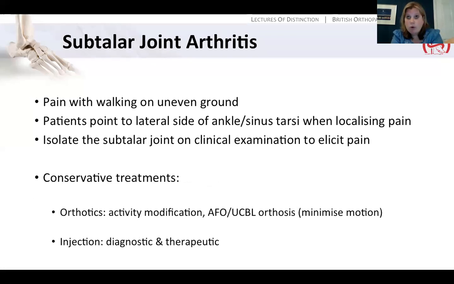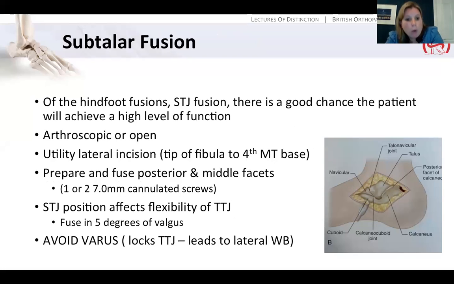Again, straightforward orthopedic principles. You treat with orthotics, activity modification, orthosis to minimize motion, and then you can do diagnostic and therapeutic injections. If you get to a point that you want to fuse the subtalar joint for them, of all the hindfoot joints, it's the one that patients really have the best chance of achieving a high level of function. So it's a reasonable one to offer in isolation.